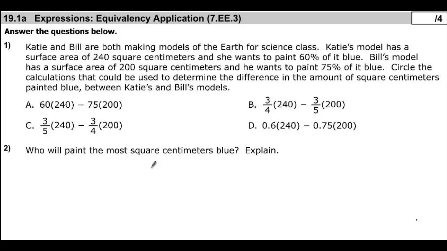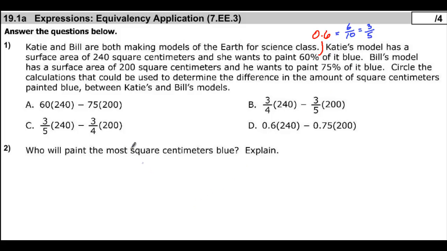So Katie and Bill are making models of the Earth for their science class. Katie's model has a surface area of 240 square centimeters, and she's going to paint that 60% blue. What does that 60% look like as a decimal? We know it looks like 0.6. What does it look like as a fraction? Well, 6/10, and that simplifies to 3/5.